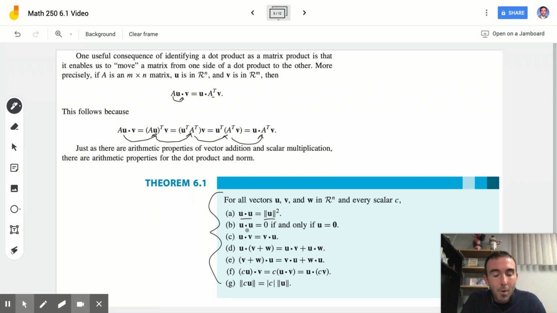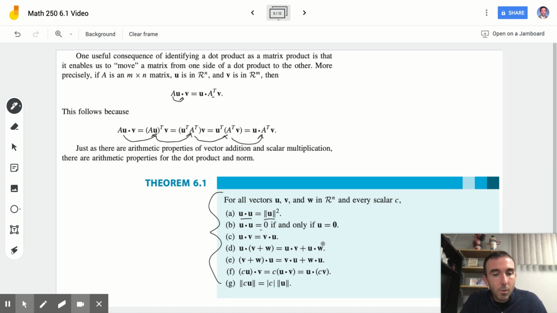The dot product of two vectors is 0 if and only if one of the vectors is 0. So the only way to get out a 0 answer as a scalar is if one of the two vectors itself is 0. For the dot product, the order doesn't matter, so it's commutative. You can multiply vector u by vector v or v by u and get the same result out.